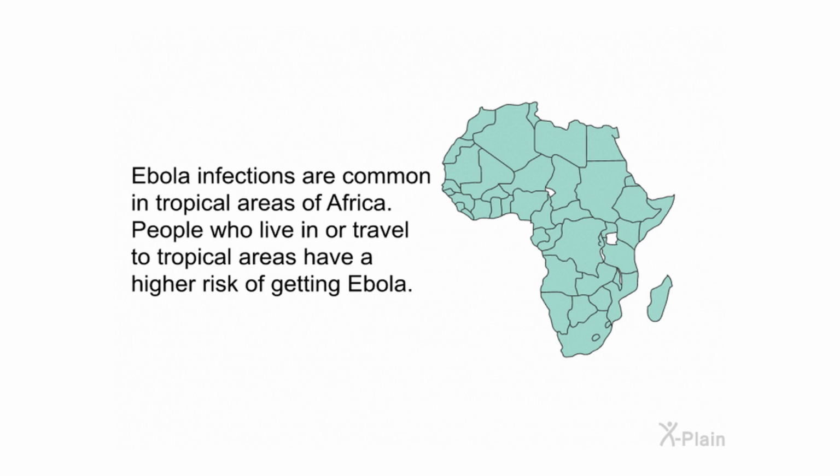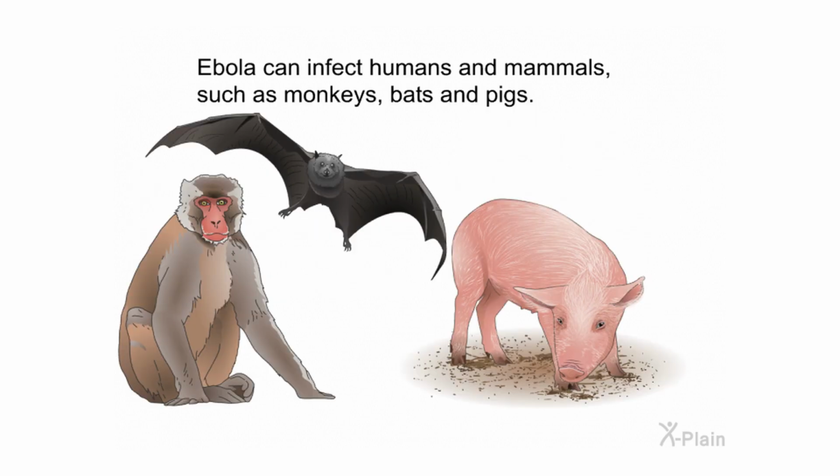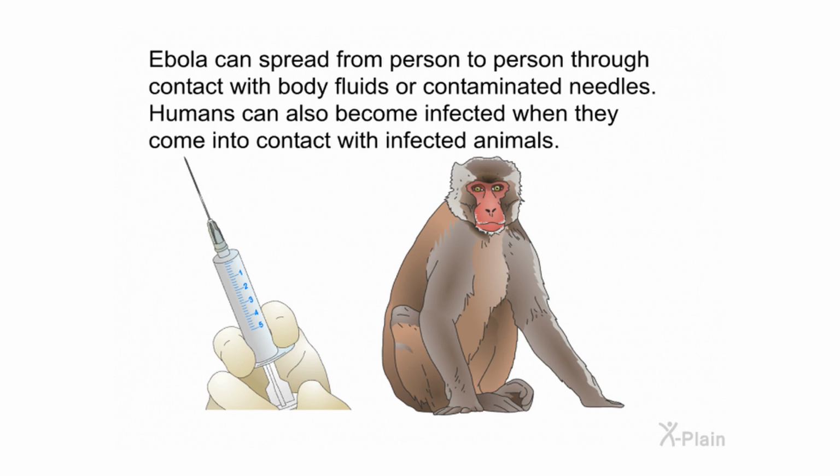Ebola infections are common in tropical areas of Africa. People who live in or travel to tropical areas have a higher risk of getting Ebola. Ebola can infect humans and mammals, such as monkeys, bats, and pigs. Ebola can spread from person to person through contact with body fluids or contaminated needles. Humans can also become infected when they come into contact with infected animals.